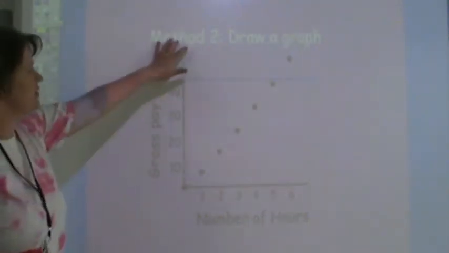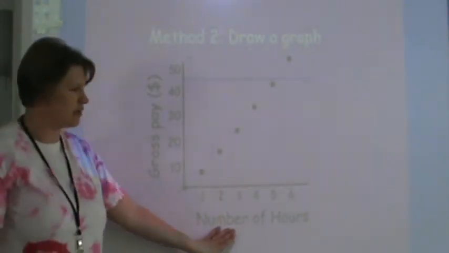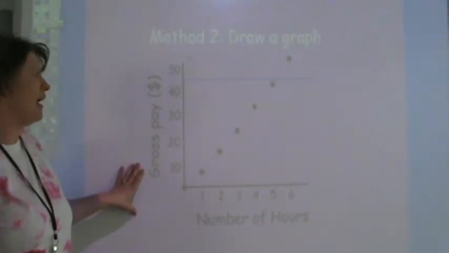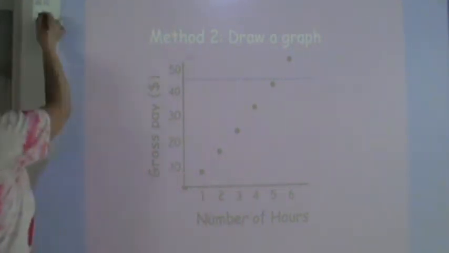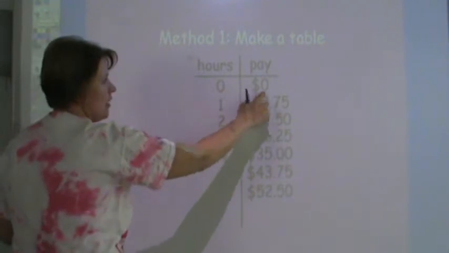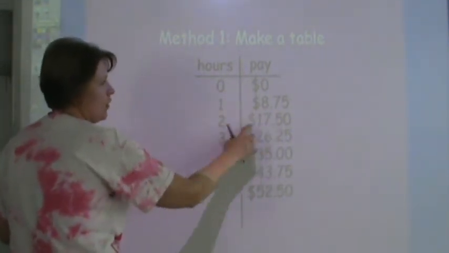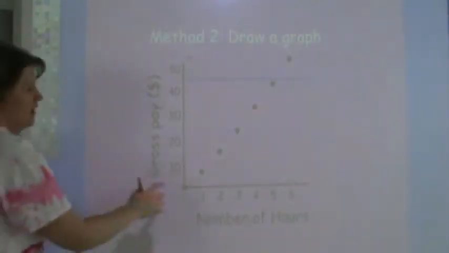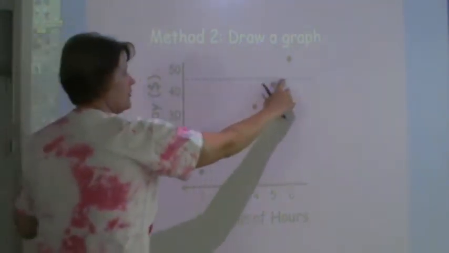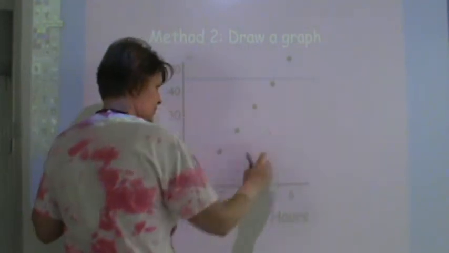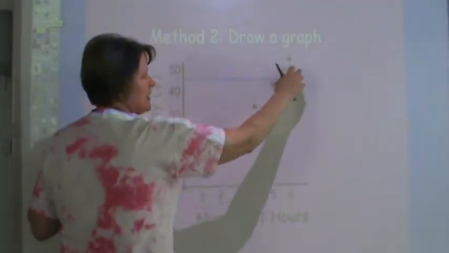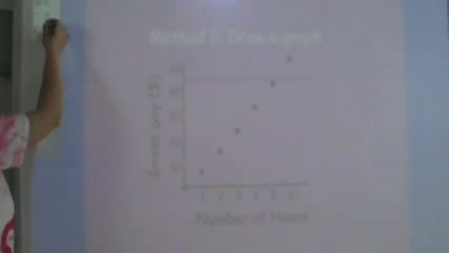Another method is to draw a graph. I put my number of hours across the bottom, I put my gross pay up the side, and then I plotted each of them. Basically I used these ordered pairs: over 0, up 0, over 1, up $8.75, over 2, up $17.50. Then I drew this line right here because that was our goal. We were trying to see when we would have $45. Again, we'd have to work 6 hours to get above that line.